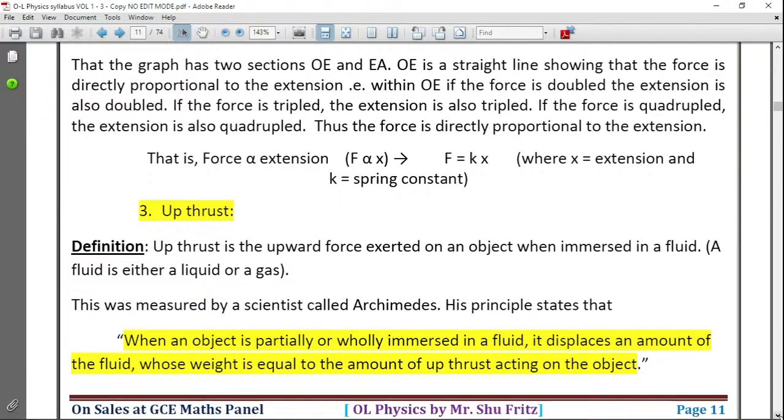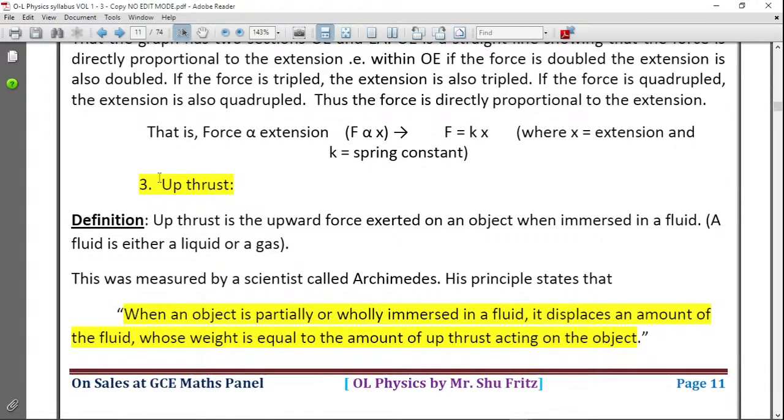The next contact force is upthrust. We have looked at friction, we have looked at tension. We equally have upthrust, which is also a contact force. And upthrust is defined as the upward force exerted on an object when immersed in a fluid. And what's a fluid? A fluid is either a liquid or a gas. So fluids are liquids or gases.